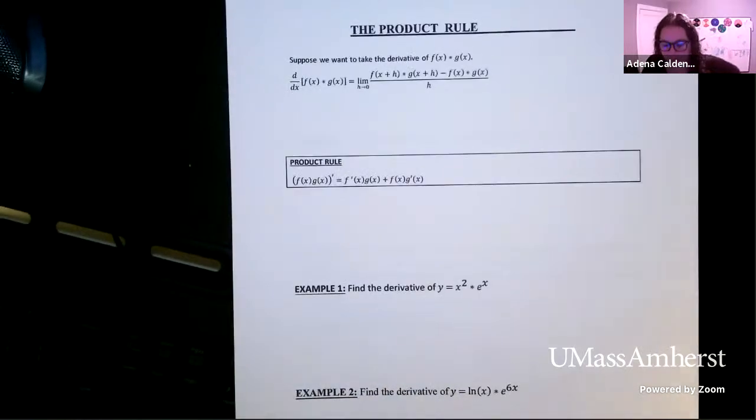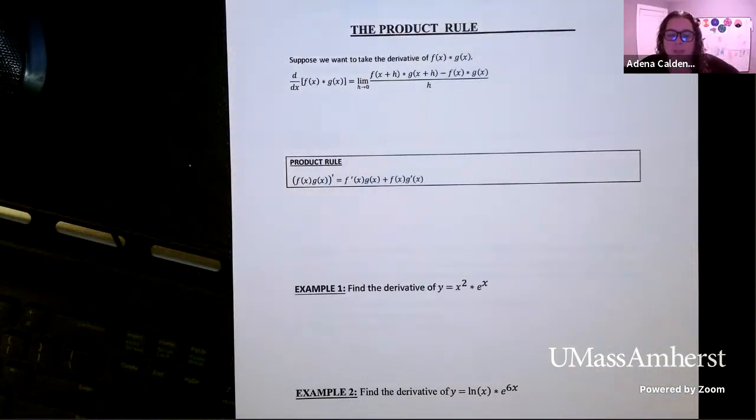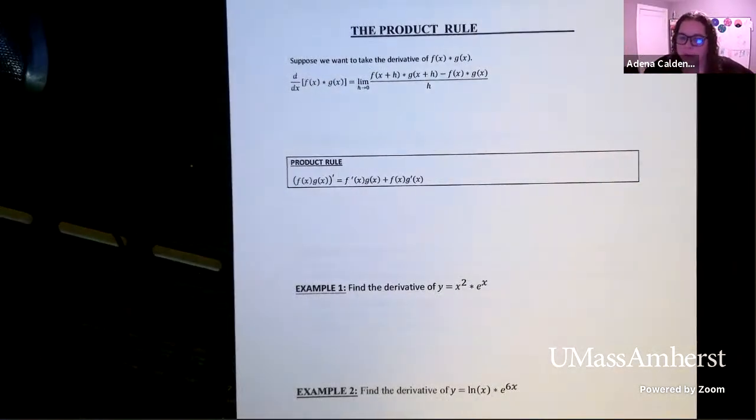So last week we were focusing on something called the chain rule. And the chain rule was how we dealt with what are called composite functions, so one function plugged into another function. Today we're going to learn about the product rule. So I want to take a minute to talk about what that means.